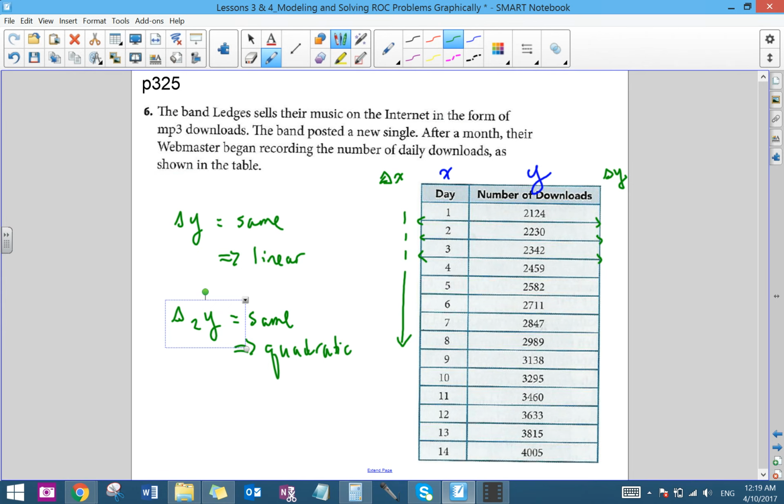Then thirdly, if we calculate ratios, or what we call common ratios, which is really about percent growth, so percent increase, or percent decrease or decay, we would have exponential.